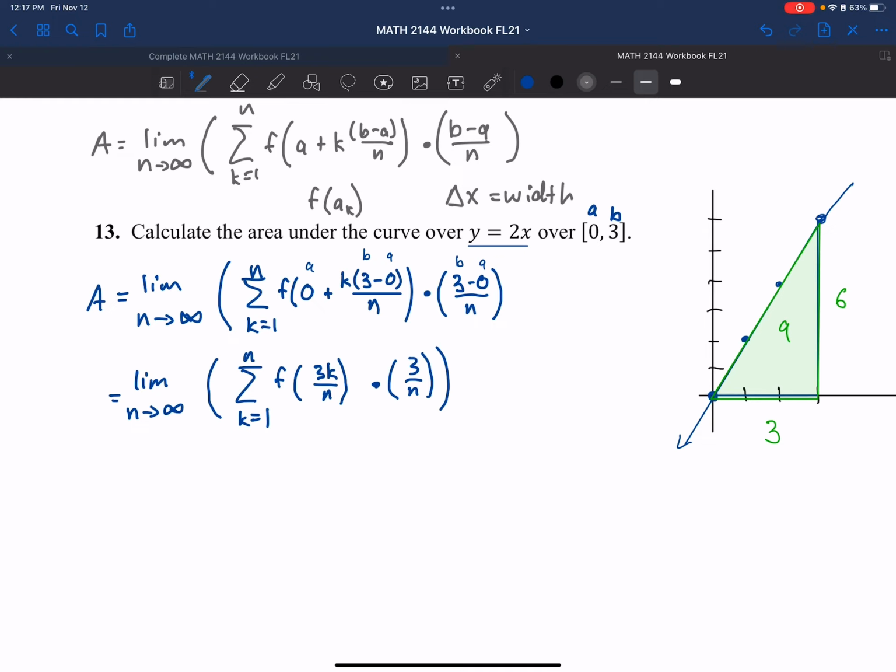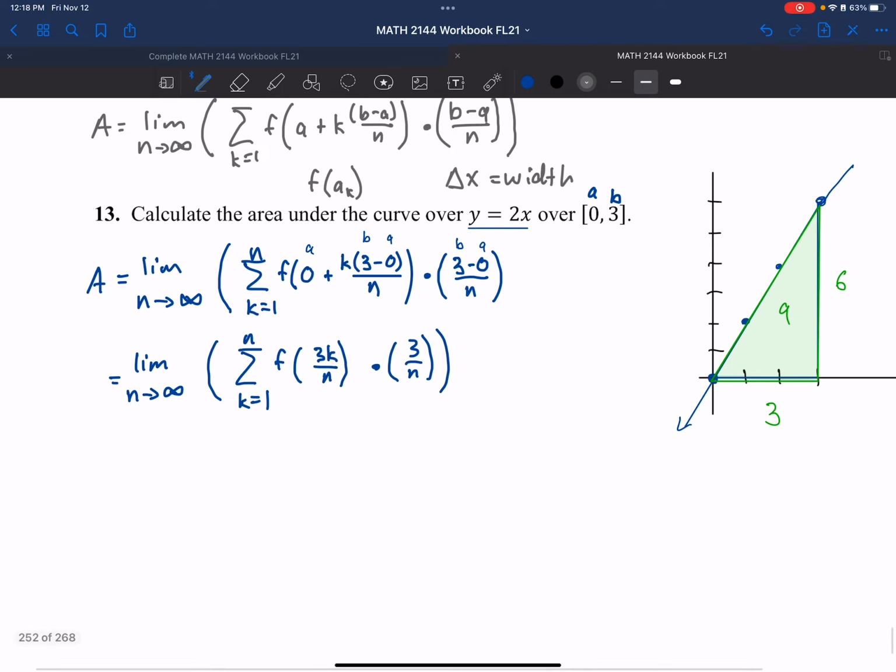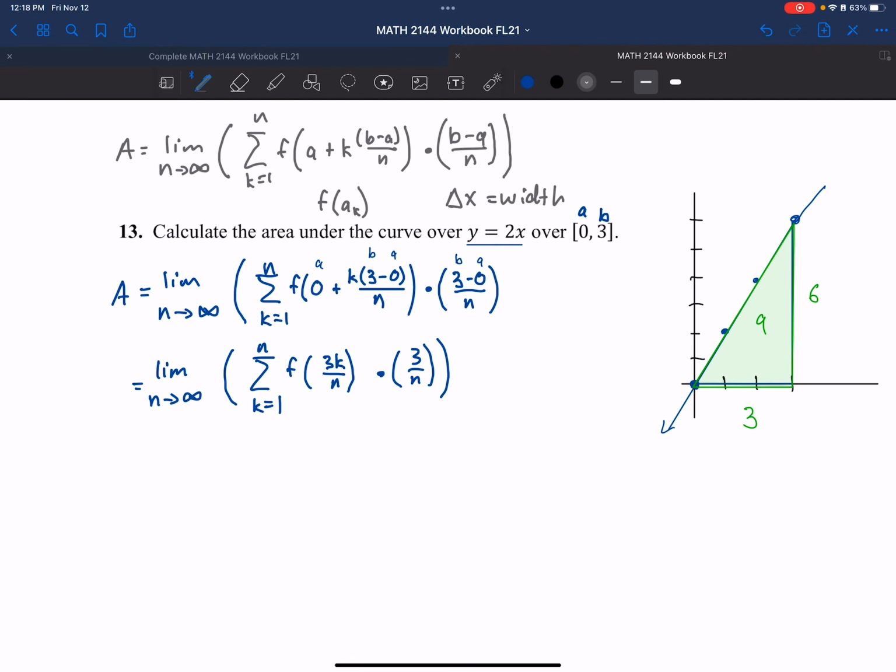So hopefully that formula makes sense. Spend some time just looking at it. Then ultimately, once you evaluate that summation and take the limit, you have the area under the curve. Okay, any questions so far?